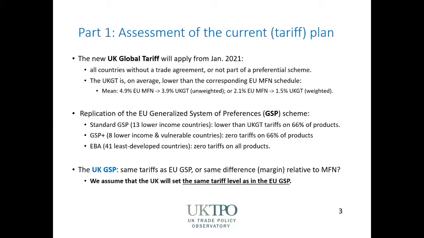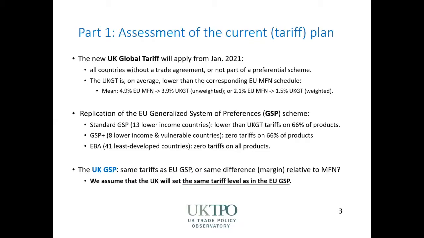Now, there's 3 sub-schemes in the EU GSP scheme at the moment. The standard GSP is the least preferential. These countries benefit from lower than MFN tariffs on about 2/3 of the tariff lines. And GSP Plus is a little bit more preferential because the tariffs go all the way down to 0 on about the same products as the standard GSP ones.